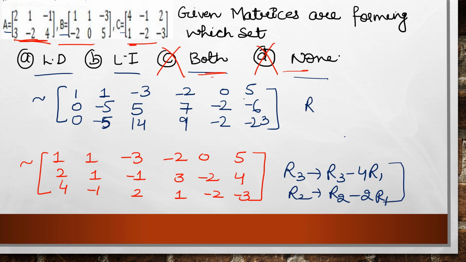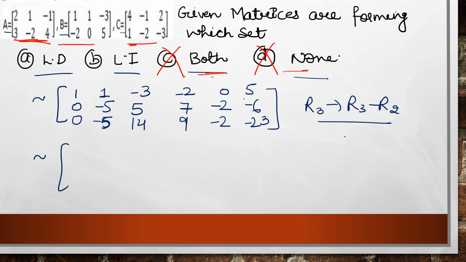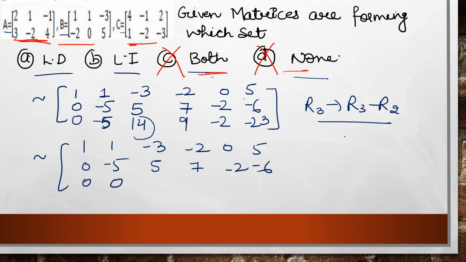Now operate R3 minus R2. So what will we get by operating this? So see, we will get 1, 1 minus 3 minus 2, 0, 5 as such, 0 minus 5, 5, second row as such. Okay, here 0, 0 and here 14 minus 5, that will be 9.